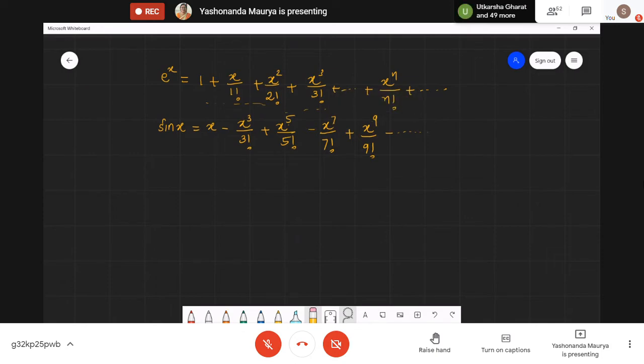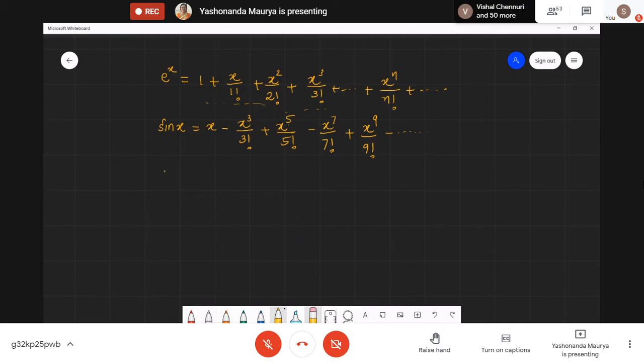Okay, and all of these terms have alternating signs. So starting from the first one being positive, and then it is negative, positive, negative, positive, negative. Okay, that is what the pattern is.